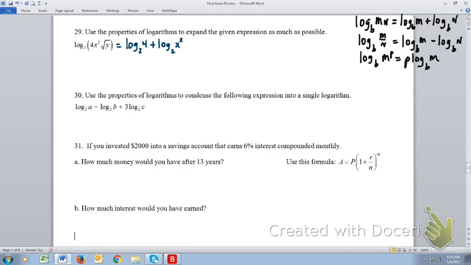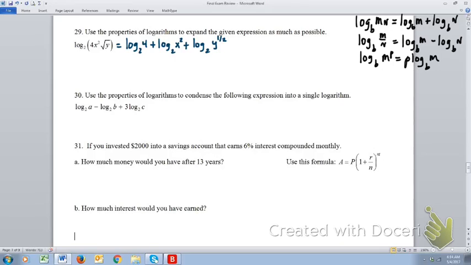of x squared plus the log base 2 of, we could put the square root of y, but we don't have any properties that deal with square roots or radicals. So let's write that as y to the 1/2 power. That's another way to write the square root of y. And now we'll be able to use our power rule, which was the third one we did.